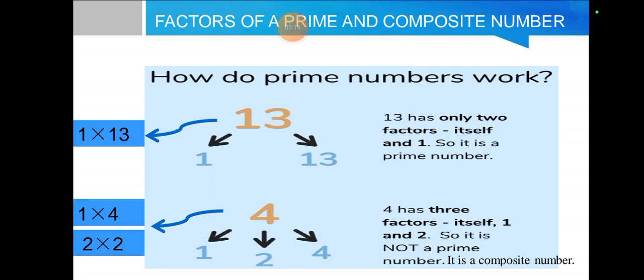Now if I take the example of 4, 1 fours are 4, 2 twos are 4, and 4 ones are 4. So I will say that 4 has 3 factors: the number itself, that is 4, and 1 and 2. So it's not a prime number, because it should have only 2 factors if it wants to be a prime number. So it's a composite number. The first one is a prime number, that is 13, and the second one is a composite number, that is 4.